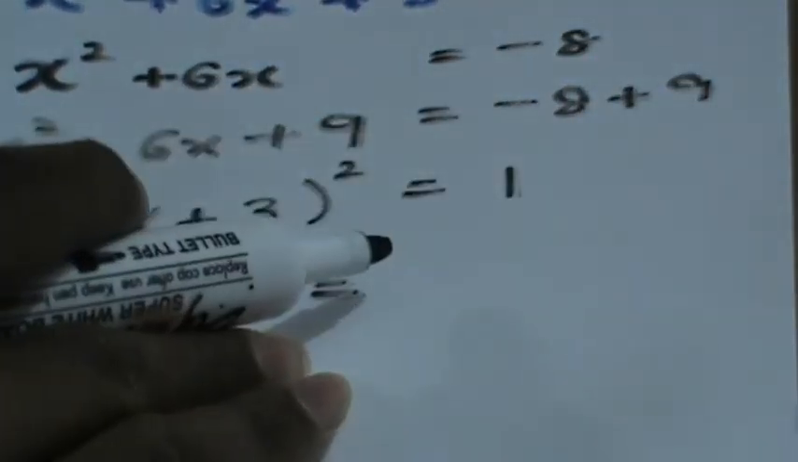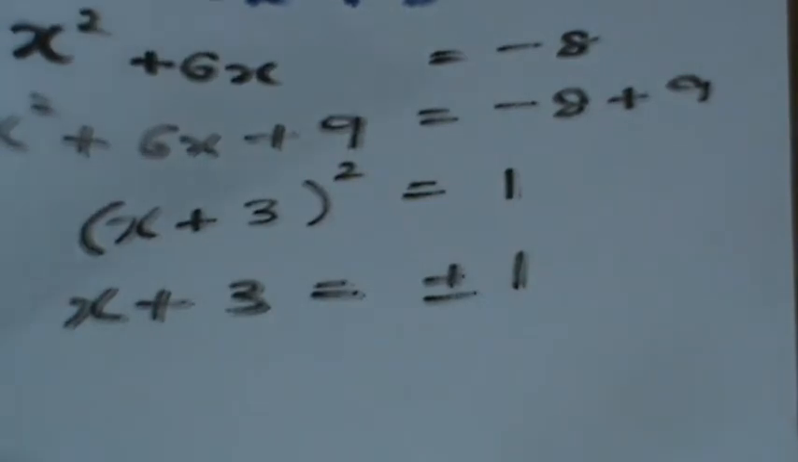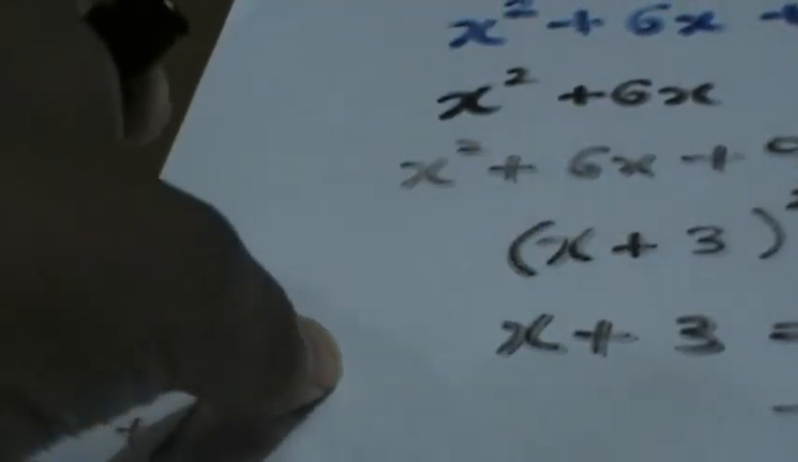So that will be the root, plus or minus root 1. So root 1 is 1, so that will be plus or minus 1. Now there are two options, that is taking the positive consideration and taking the negative consideration.